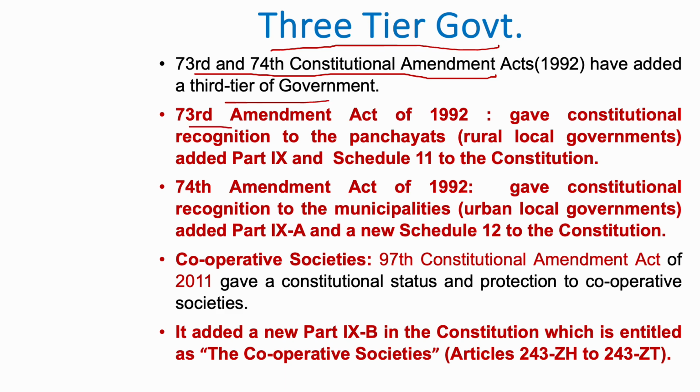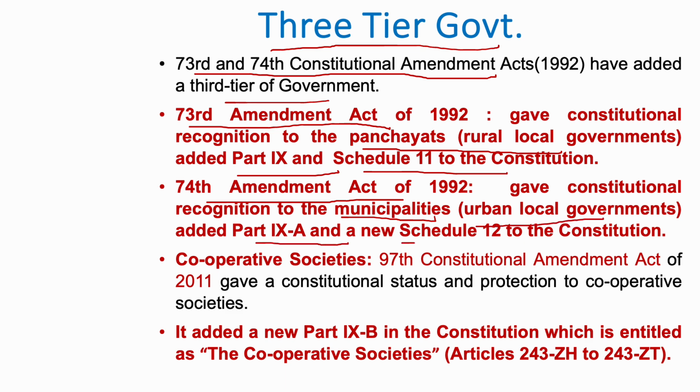The 73rd Amendment Act of 1992 gave constitutional recognition to the panchayats, that is, rural local governments, and added Part 9 and Schedule 11 to the Constitution. The 74th Amendment Act of 1992 gave constitutional recognition to the municipalities, that is, urban local governments, and added Part 9A and new Schedule 12 to the Constitution.